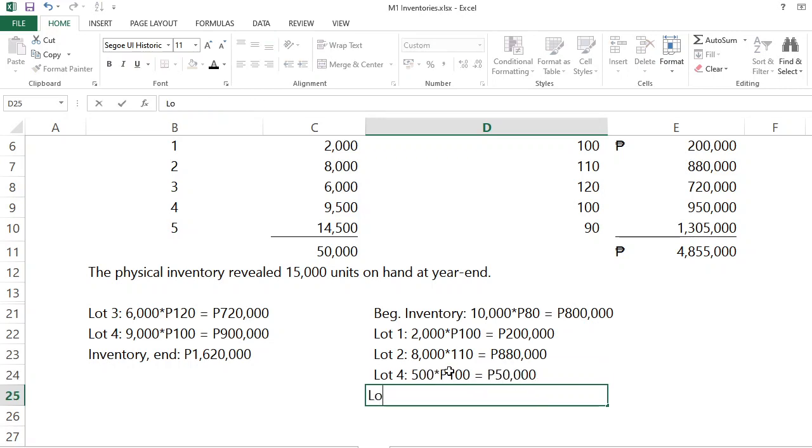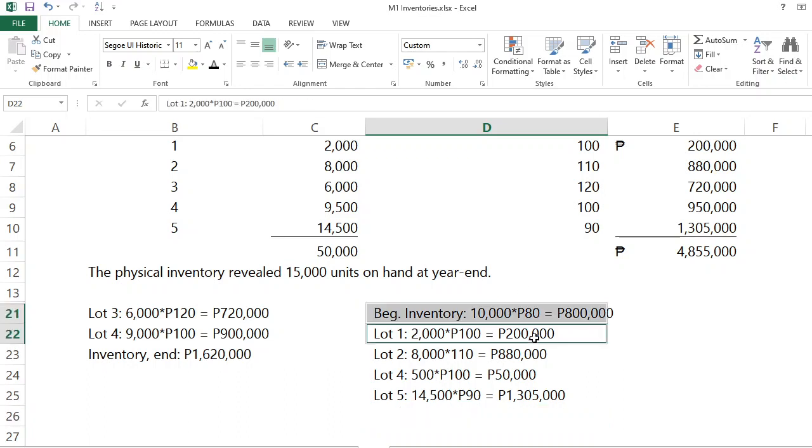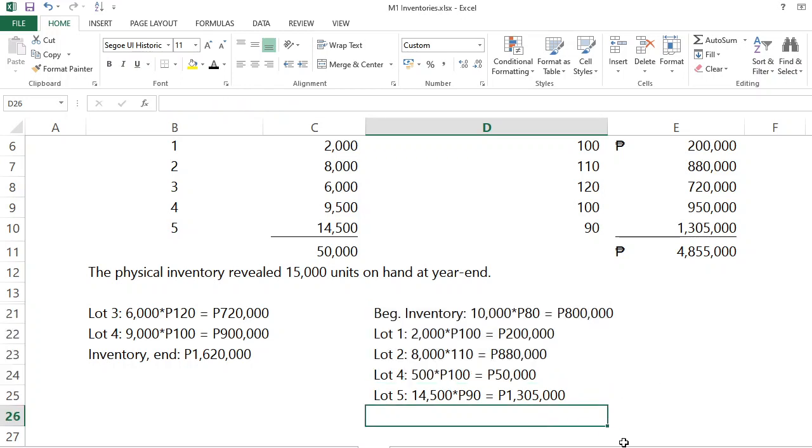And lastly, your lot number 5. So, mao ni ginaingon nga specific identification. Kailangan siya isa-isahon. So, that's 14. Ato na i-calculate. That is 1,305. Okay. Palihog kog add ani tanan. 800, 200, 880, 50, 1305. Okay, that is a total of 3,235,000. So that is your cost of goods sold.